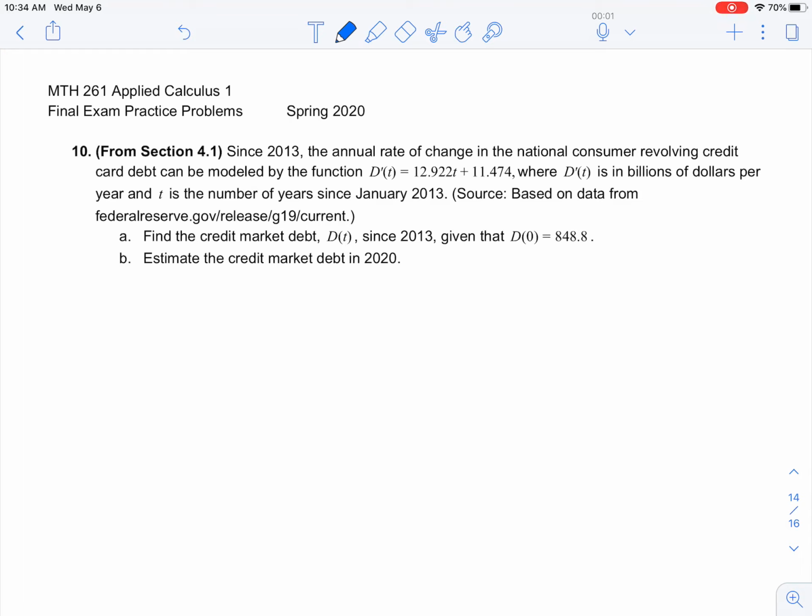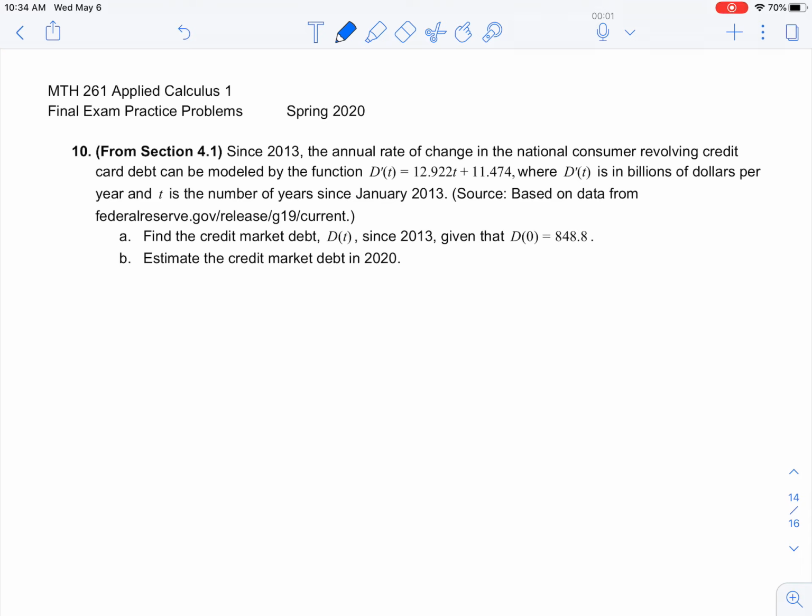Here's number 10, from section 4.1. This is when we first learned about antiderivatives and used initial conditions to find the C value. And then, in this one, we're going to find the D of T and use that D of T to estimate the credit market debt in 2020. Since 2013, the annual rate of change, look at the wording, rate of change.